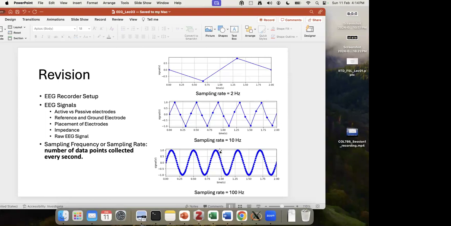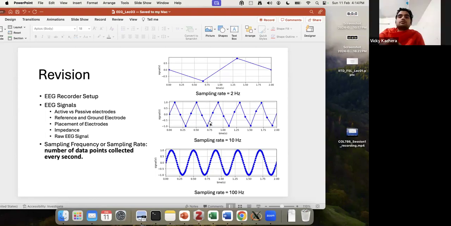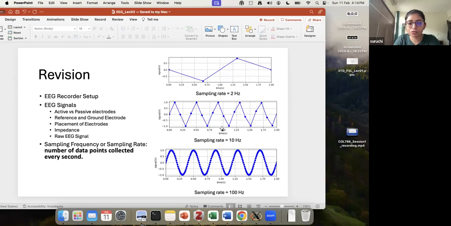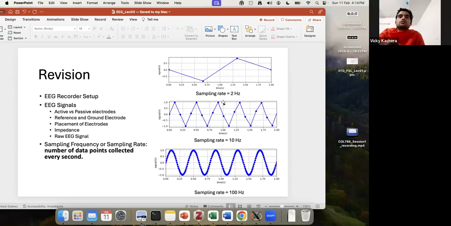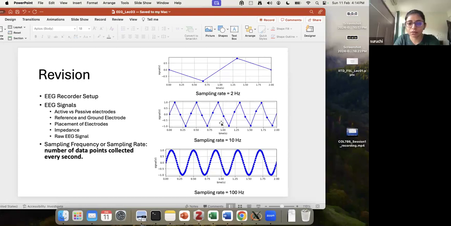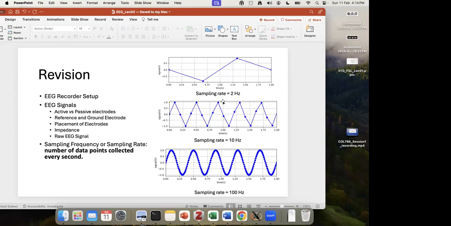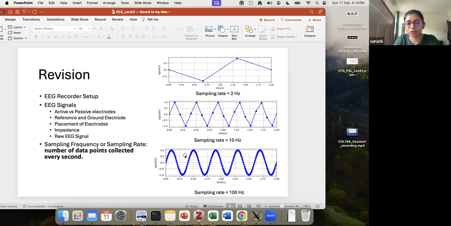Yes, ma'am. What is the signal frequency here? 5, ma'am. In 1 second, how many peaks do you see? This is 1 second. One peak. No, from 0 to 1 second, how many peaks? 3 peaks. So the signal frequency is 3 hertz. Here also it is 3 hertz.